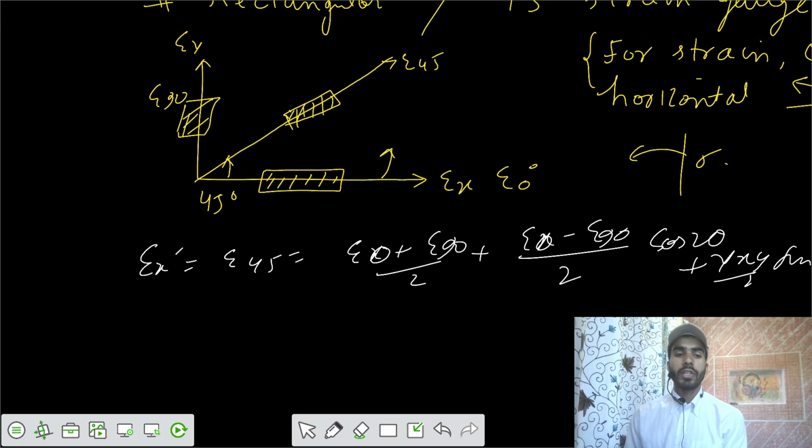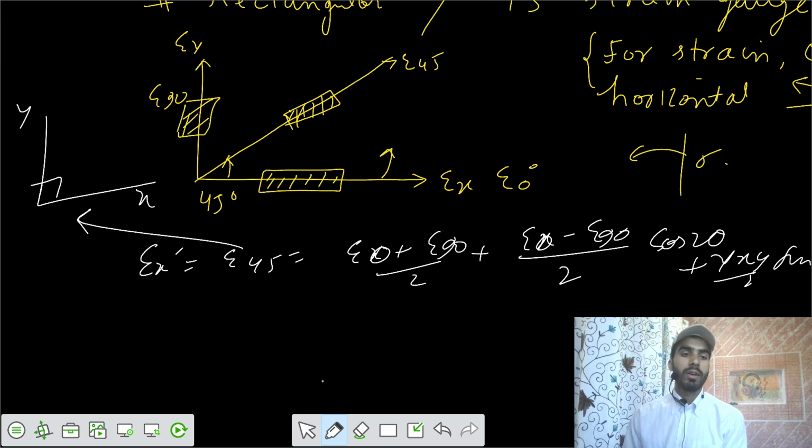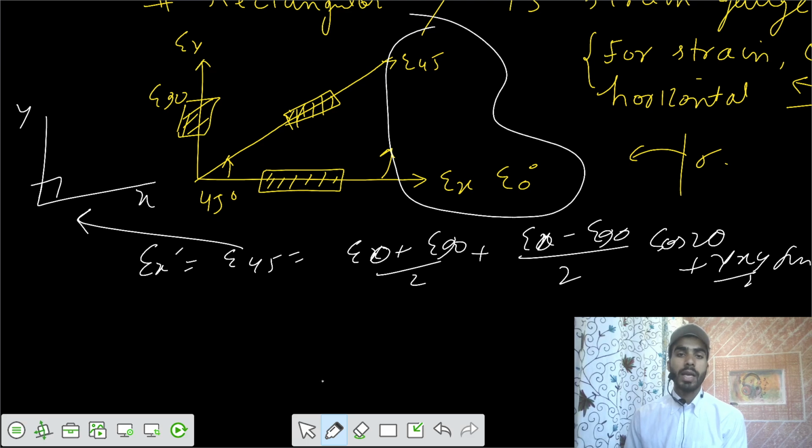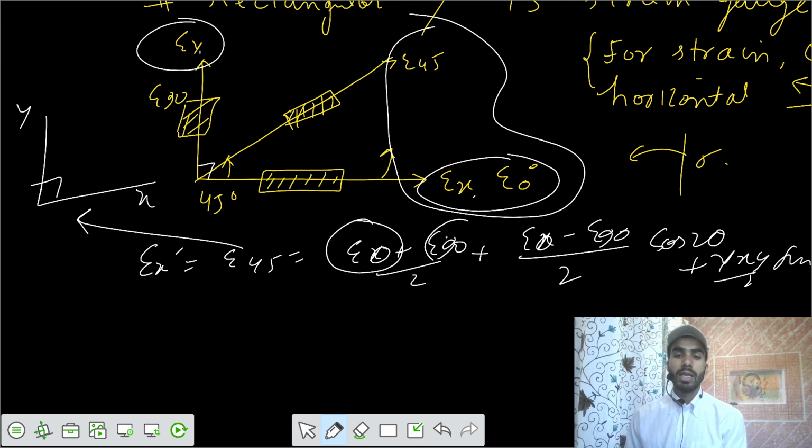So this equation is valid. This equation has been derived when the two planes x and y are at 90 degrees from each other. You can't use the equation for two planes otherwise; you can use it only if they are at an angle of 90 degrees. So EX and EY are at 90 degrees from each other. Then those are to be substituted in the equation, and it will give EX dash, that we have as E45.